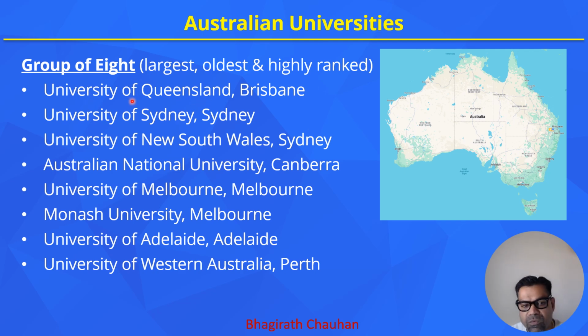And the Group of Eight, where are these ones? If we say from this end, University of Queensland, Brisbane, where I work, and then we go to Sydney, and in Sydney there are two universities under this category: University of Sydney and University of New South Wales. After that, if we go to Canberra, the capital of Australia, it's Australian National University. Then further down, it's Melbourne, University of Melbourne, as well as Monash University. University of Adelaide here, and in Western Australia, there is only one, University of Western Australia. So these are the Group of Eight universities when we see university rankings.